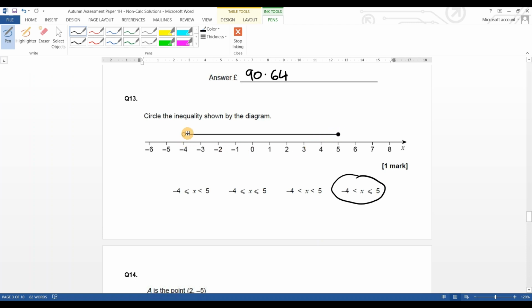You do need to know what these circles mean. If it's an empty circle, that means it's not included, so there's no line underneath this one. And if it's filled in, it is included, so there's a line underneath that one.